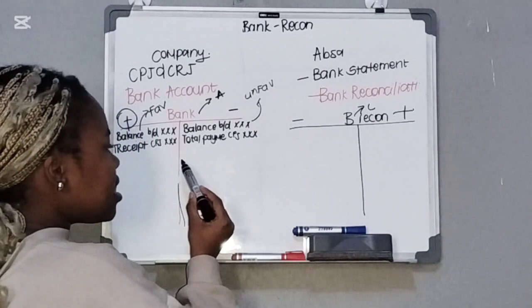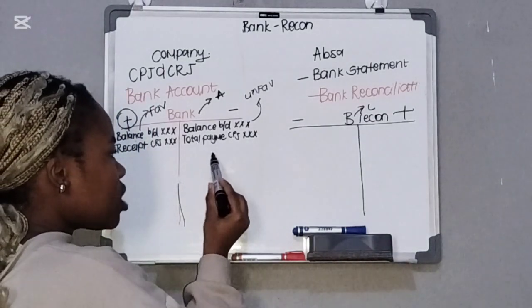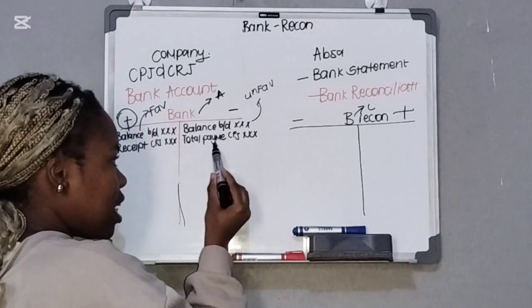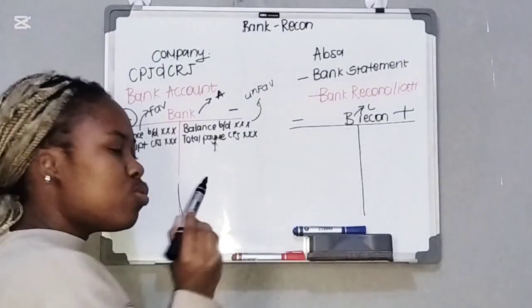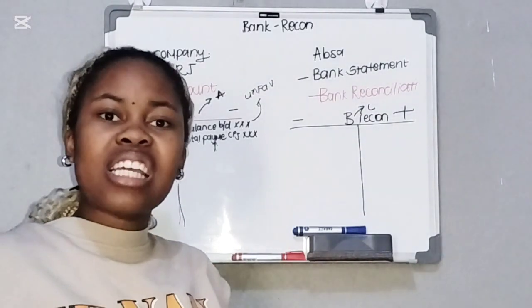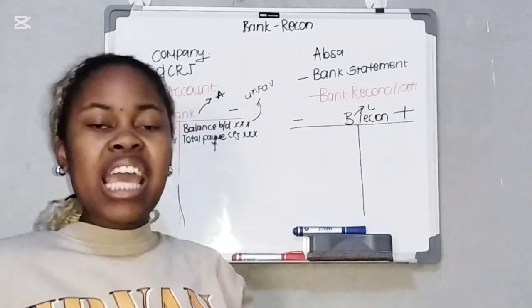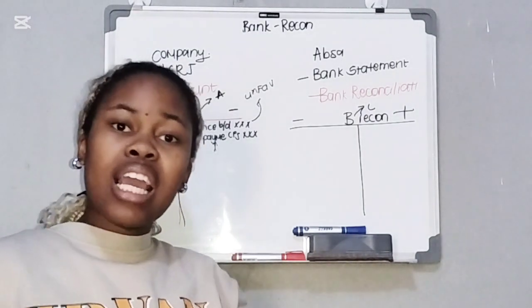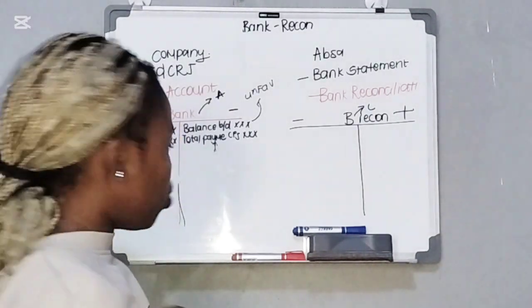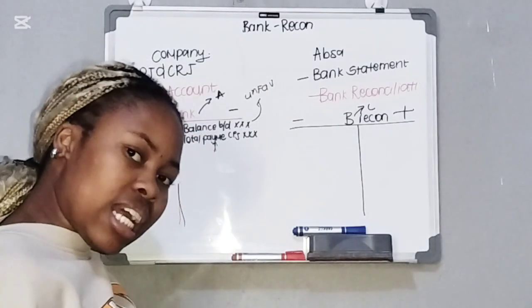Now, that EFT will be close to the cash payment journal. You see the cash payment journal is the one on the credit side, which means you go and fix it on the cash payment journal. If they say it is an invoice and it was not accounted for, you go to your CRJ.